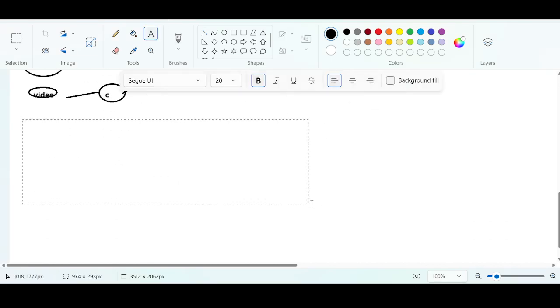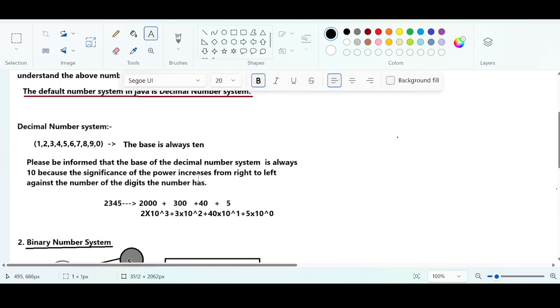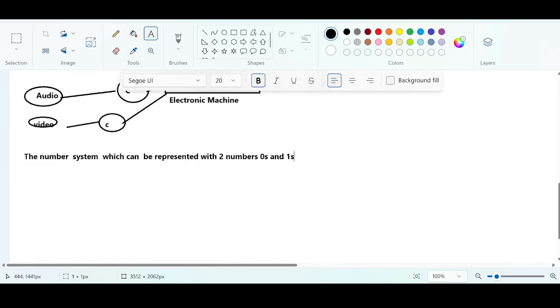Now let me tell you something. If you ask me what the binary number system is, I can directly say it is the number system which can be represented with two numbers. It could be zeros and it could be ones. For the decimal system, we have totally 10 numbers including 0. But for the binary number system, you can use either zeros and ones. They are called the binary number system.